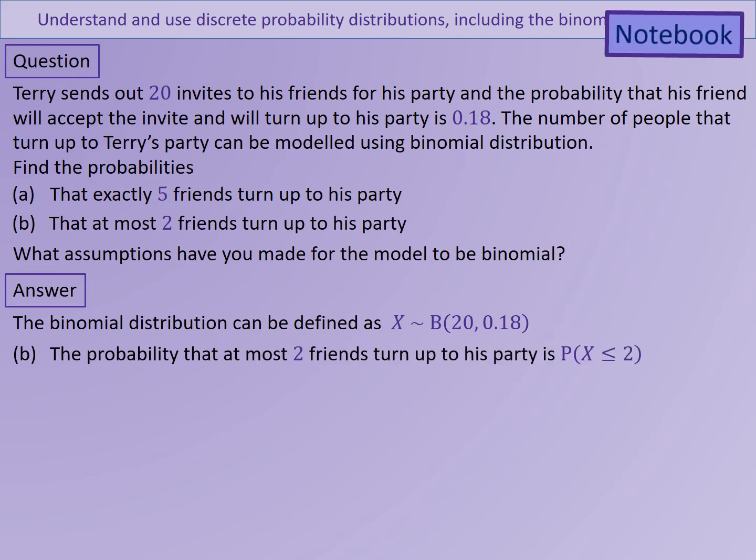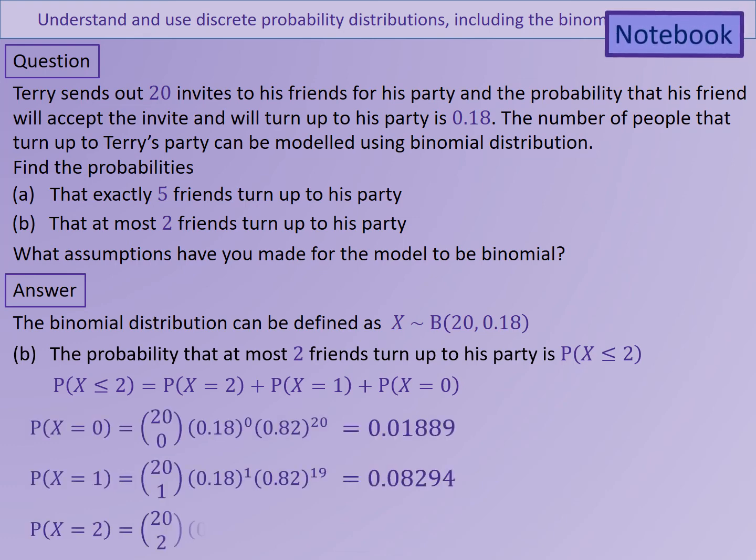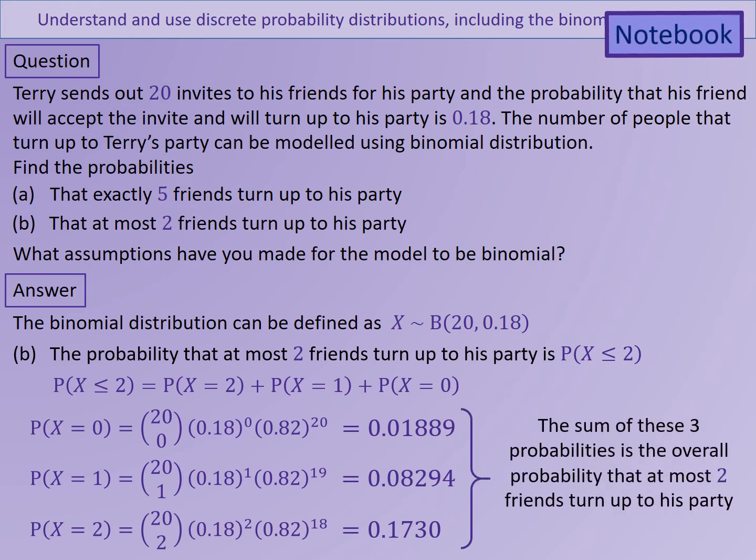For part B, we have the probability at most that 2 friends turn up, so this is x being less than or equal to 2. Now there are a couple of different ways that you can calculate this, so you can calculate x equal to 2, equal to 1, and x equal to 0, and then add them all together. But on your calculator there is the cumulative distribution function as well, which may be a little bit quicker for this question. So working out those 3 probabilities and adding them together, this gives us 27.5%.